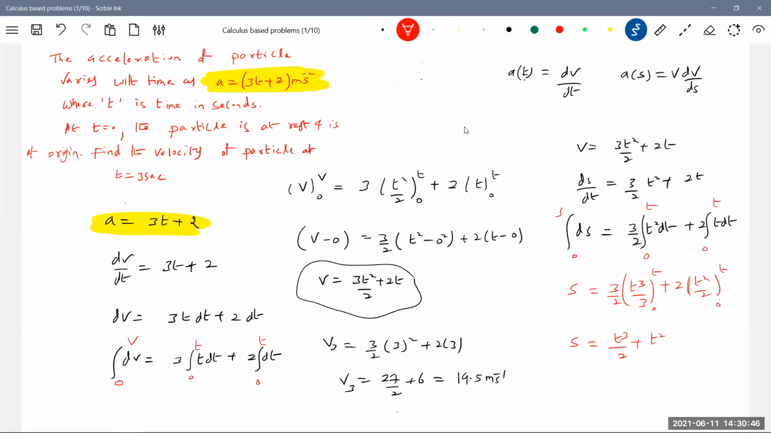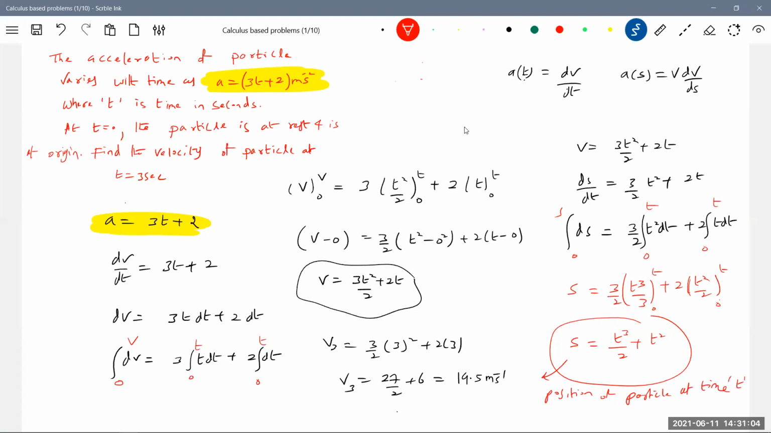It's a definite integral. We have substituted directly. I wrote this one. So this will be the expression for position of a particle. Now, what is S? S means position. Position of particle at time t.